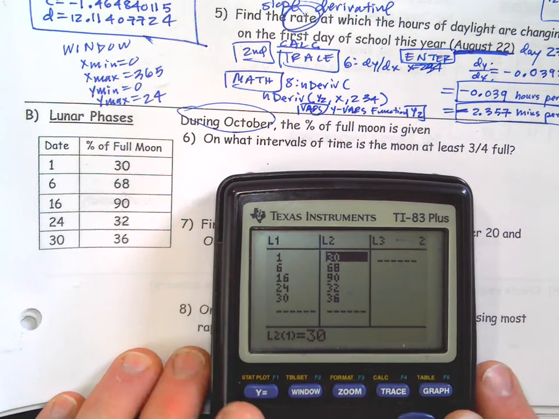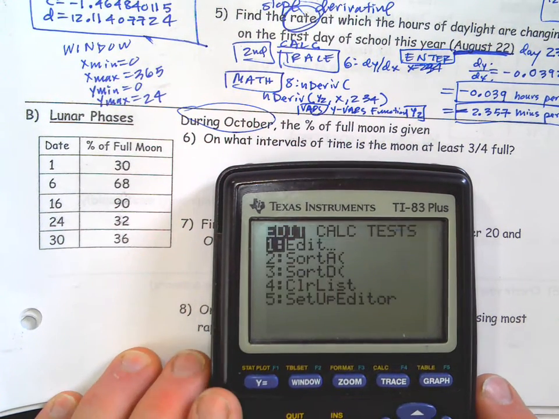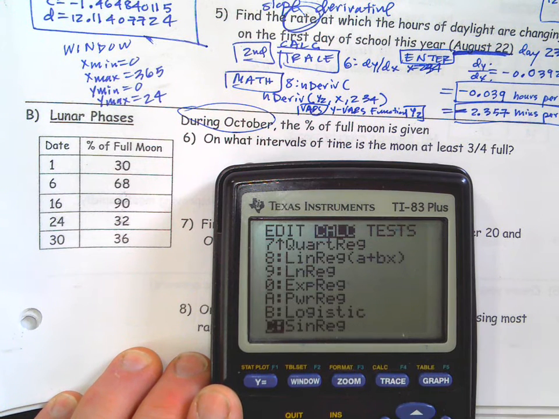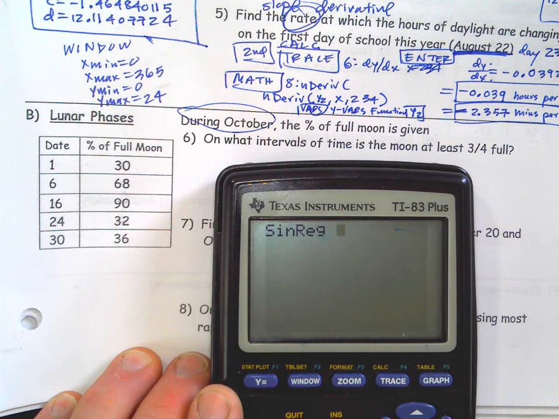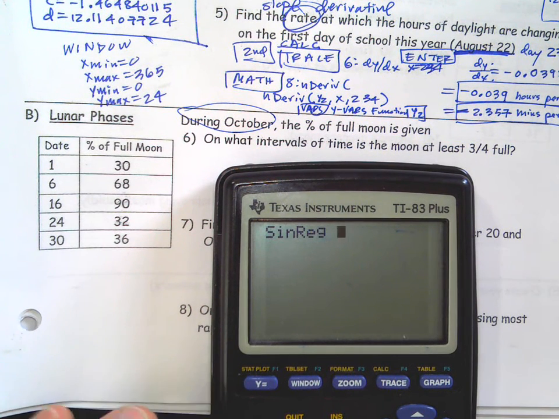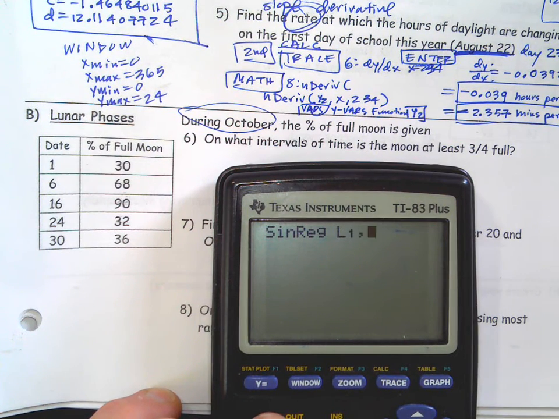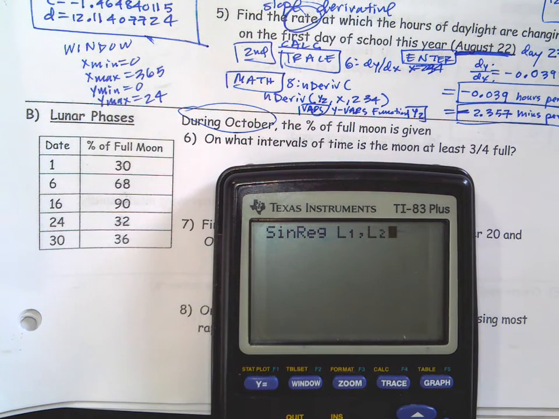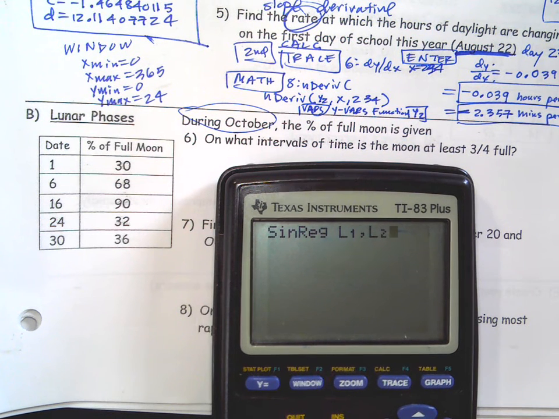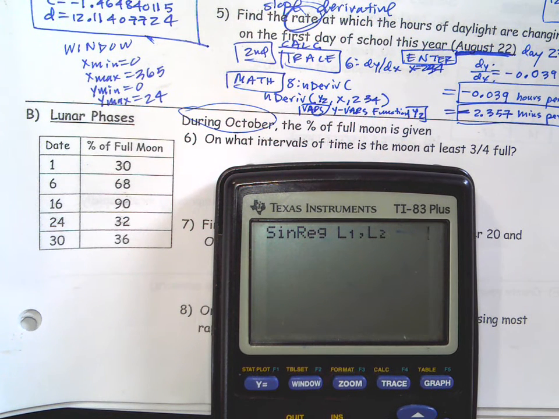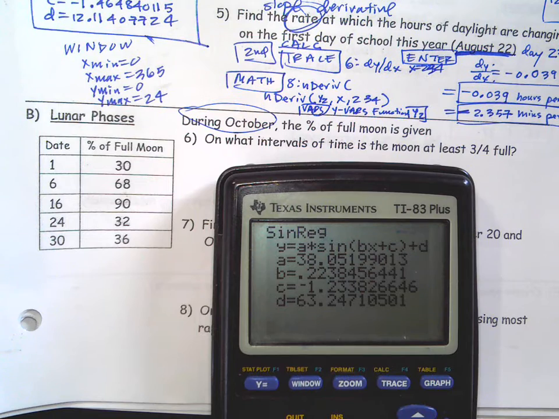So after that, go to Stat, Calc, near the bottom, Sin Reg. If you're in list 1 and list 2, then you can just hit enter. Otherwise, you could select the list, second 1, comma, second 2. You got to put a comma between them. And the lists are in the upper left corner of the numerical keys. Hit enter. And this creates the regression.